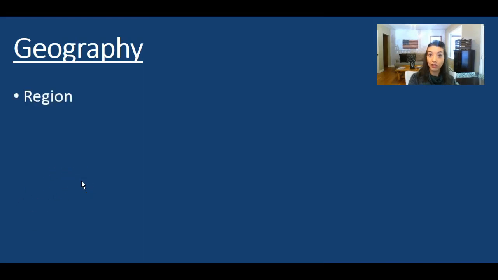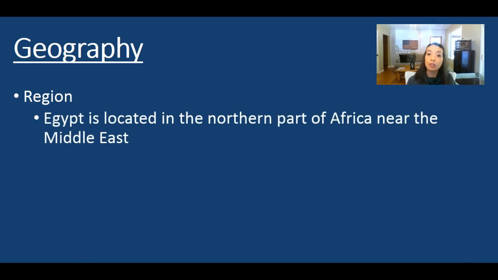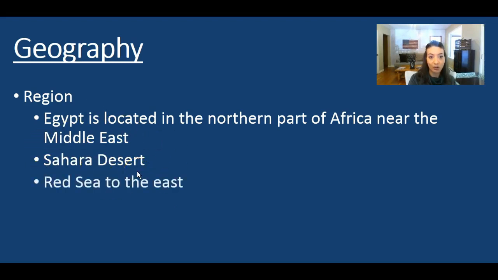All right, region, that's another one of our themes of geography. So describing the region of Egypt, it is located in the northern part of Africa near the Middle East. Now, you already know this, we've actually said it a couple of times, but to be able to attach a geographical theme, this is the theme of region. It is in the Sahara Desert. I've got a map that shows you that.